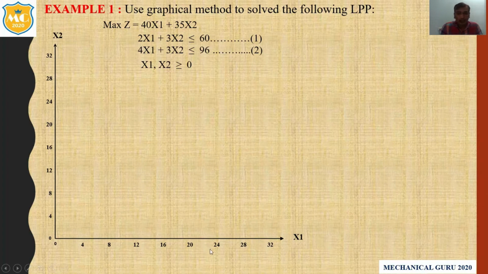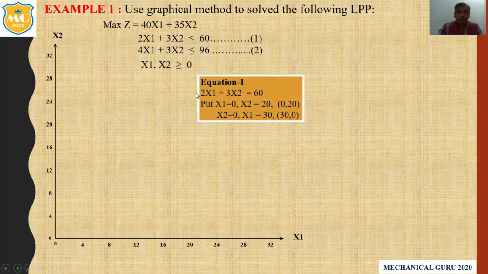Okay, here the x-axis represents x1 and the y-axis represents x2. So now we consider the first equation, 2x1 plus 3x2 is less than or equal to 60. In the graphical method, first we have to convert the inequality to equality, or you can directly write down 2x1 plus 3x2 is equal to 60.